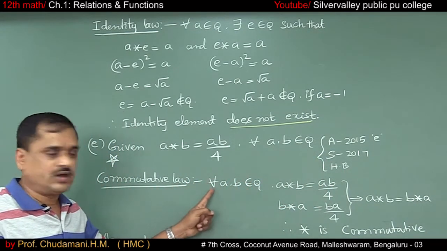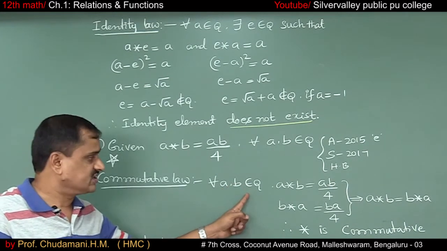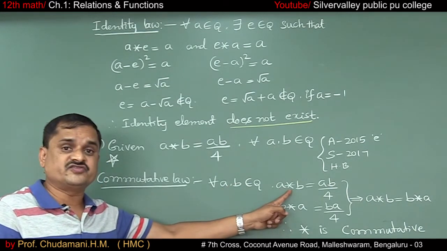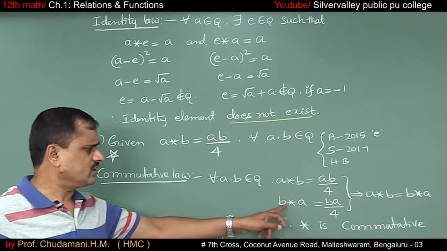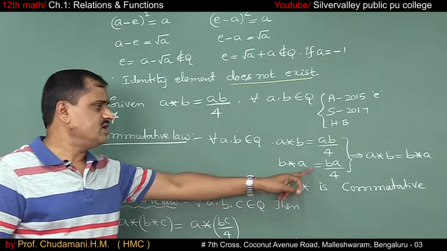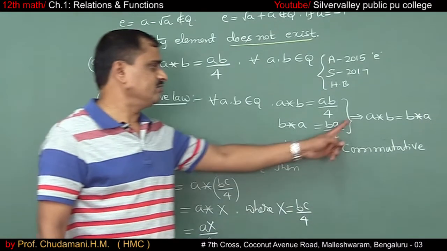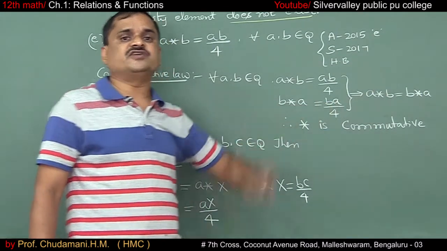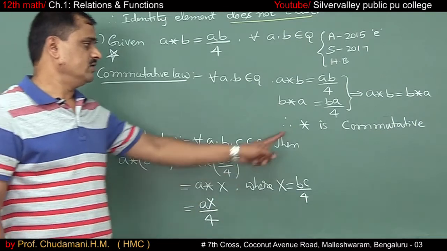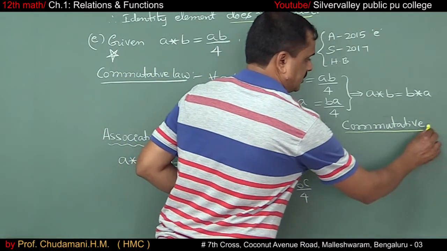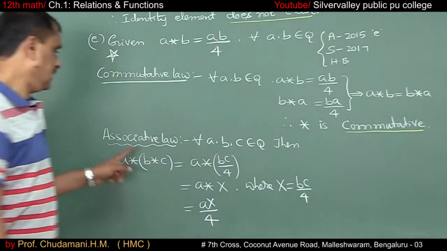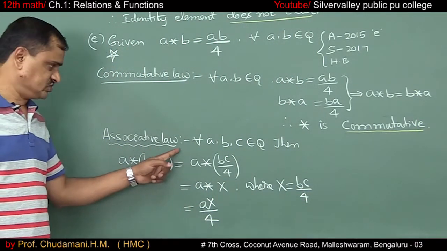Commutative law. For all A, B belonging to the set Q, A star B is equal to AB divided by 4. B star A is equal to BA divided by 4. This implies A star B is equal to B star A. Therefore, star is commutative. Let us verify associative law.